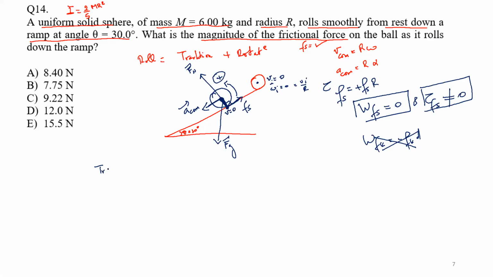As I said, I have a translational motion and a rotational motion. So let me apply Newton's second law for the translational motion. Of course, here this is my x-axis along the inclined plane. I will apply Newton's second law along the x-axis. I will have plus Fs minus the x component of the gravitational force, which is minus mg sine theta. And this is equal to minus m times the acceleration of the center of mass. Okay. So this is my first equation.